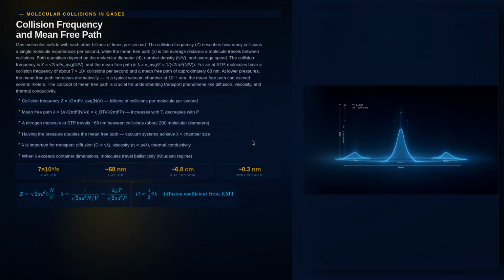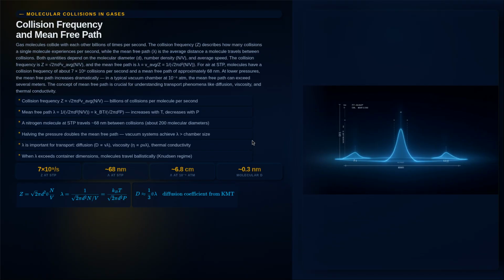Gas molecules collide with each other billions of times every second. The collision frequency Z describes how many collisions a single molecule experiences per second. The mean free path lambda is the average distance a molecule travels between collisions.